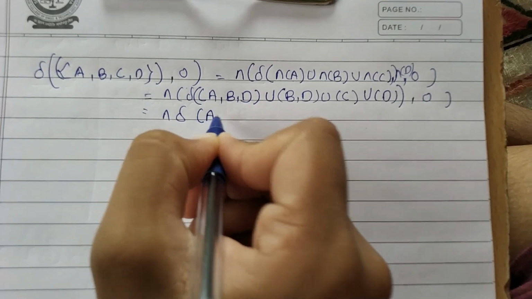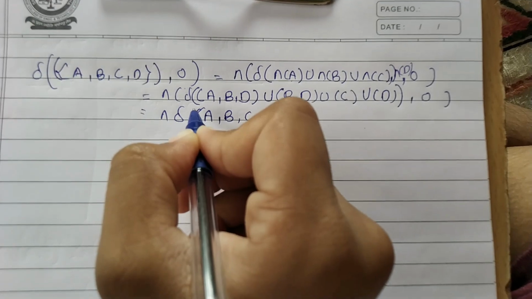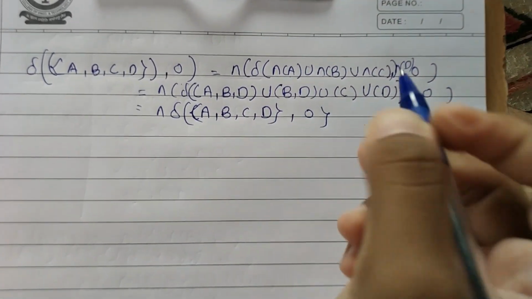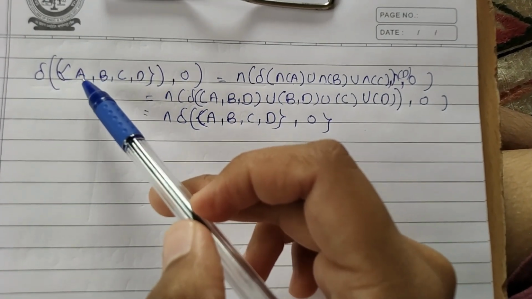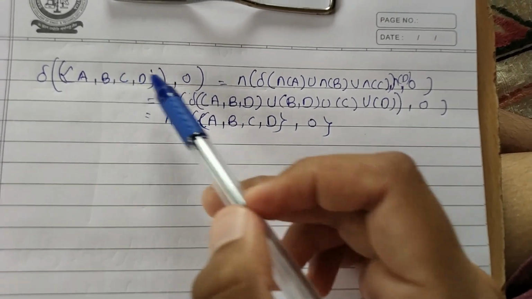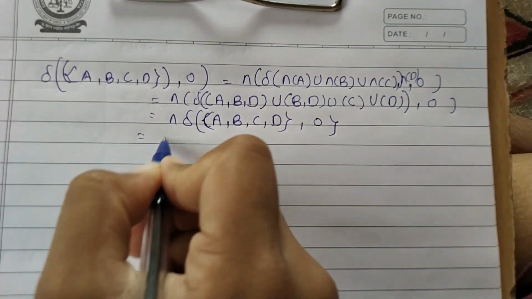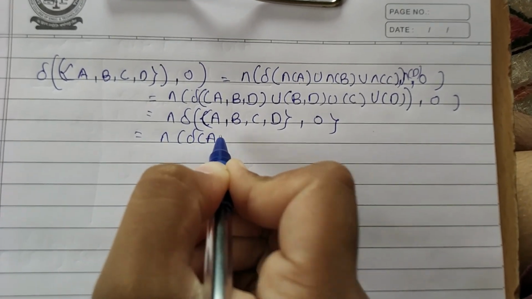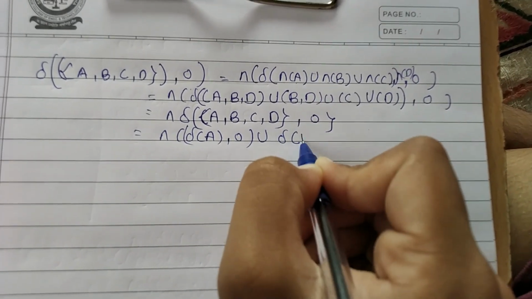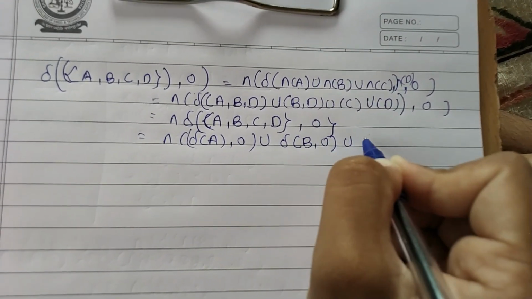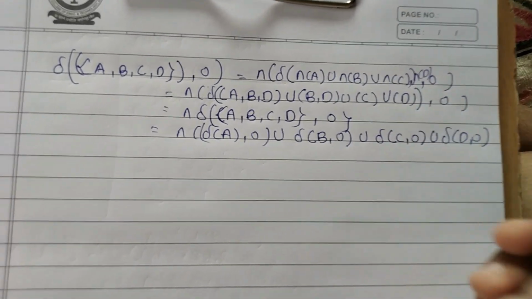So delta of A, B, C and D, this is the set, comma 0. So the process is this simple. First you put all the null of each state and then perform the delta of 0 or delta of 1 with all those states. So null of, now, delta of A comma 0 union delta of B comma 0 union delta of C comma 0 and union delta of D comma 0.